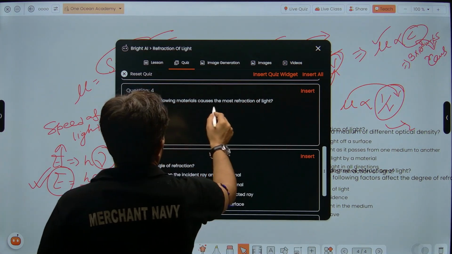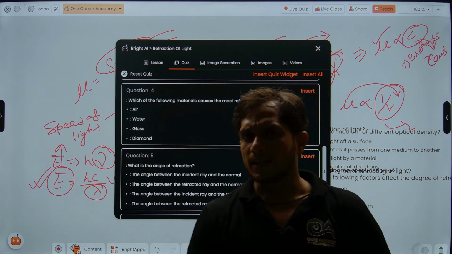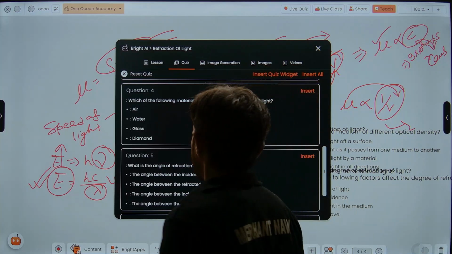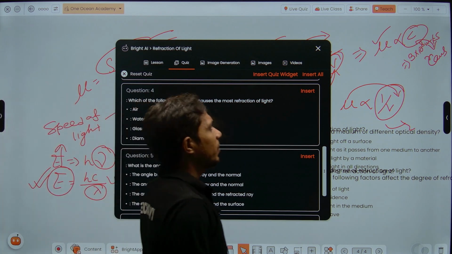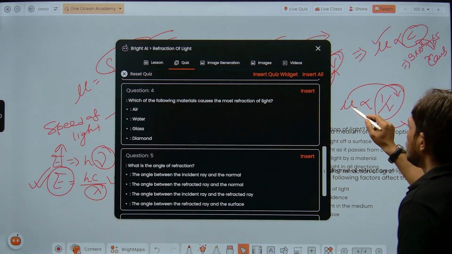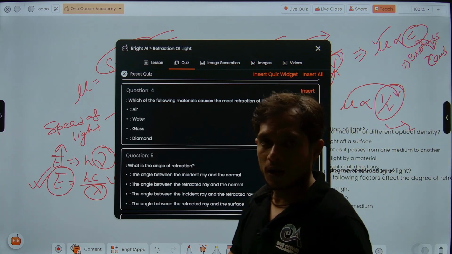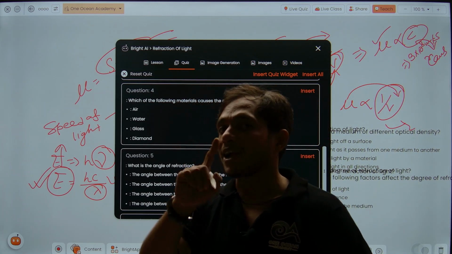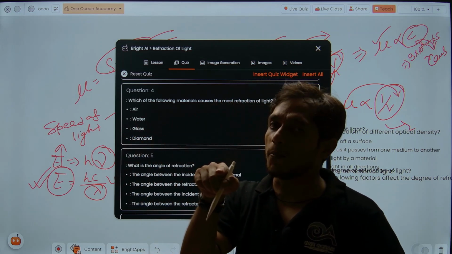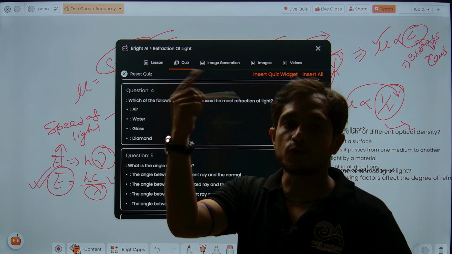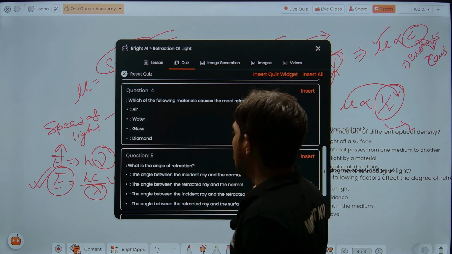Which of the following materials causes the most refraction of light? Most refraction of light, that means what? That means the value of mu should be higher. So mu should be higher, C is constant, so V should be lower. We know that mu is equal to C upon V, so V should be lower so that we get mu higher.